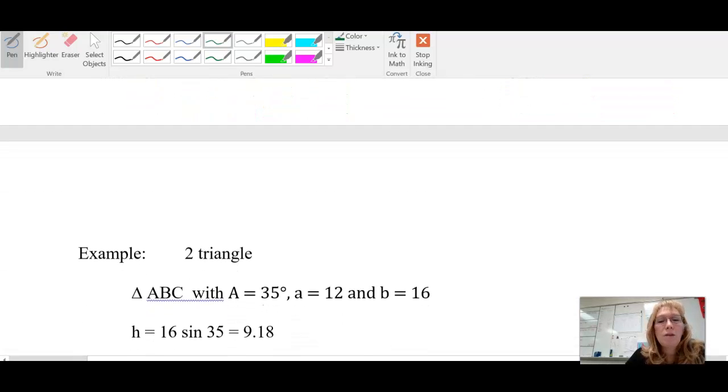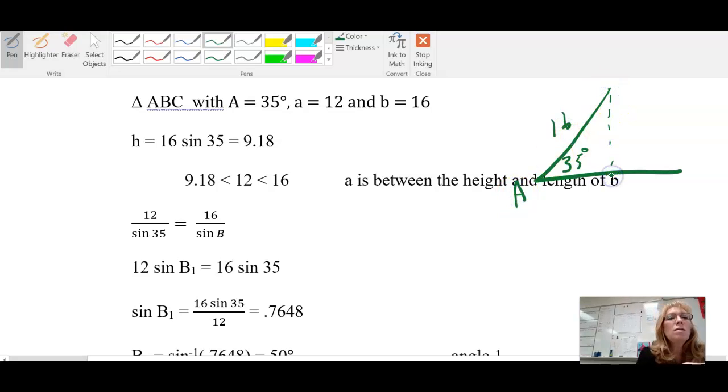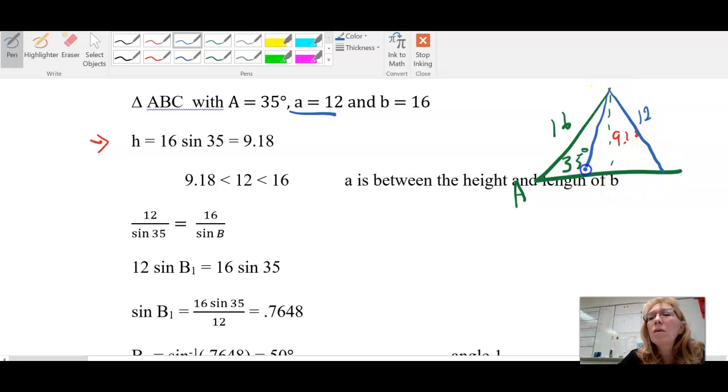All right, these are some of my favorite. Let's check here. What do we have going on? I love pictures. It helps me understand. So we have 35 degrees for A, and B is 16. We have to calculate that height. Nothing changes. My height is 16 sine of 35, which is 9.18. This time, A is 12. So when I draw it in, it can go here and hit because it's longer than 9.18. And then when I swing around, it can also go here.